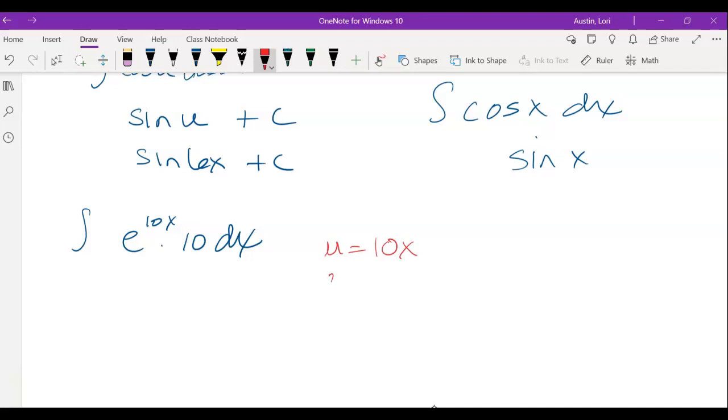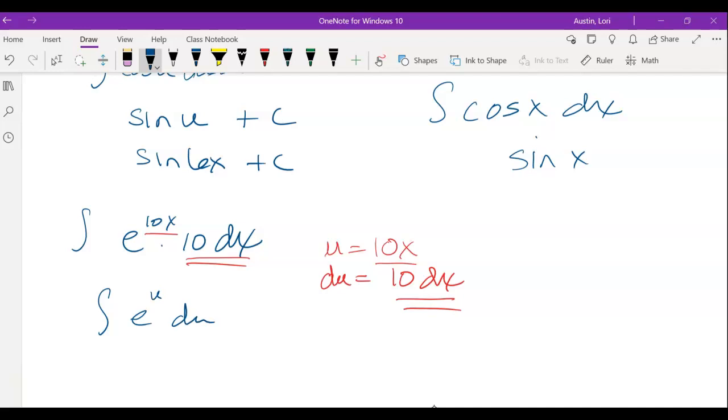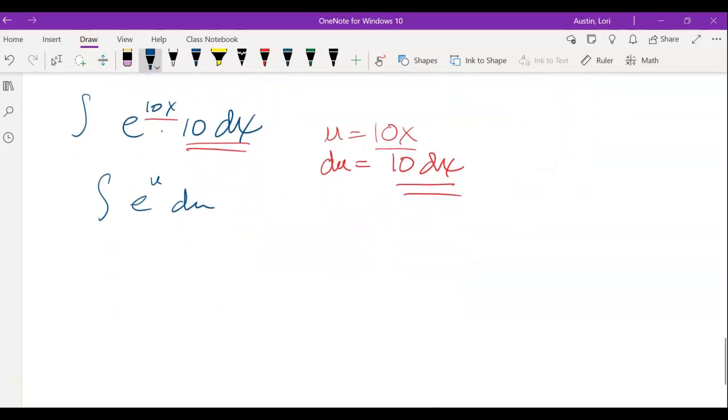All right, so what's du? I'll double line that. There's my 10 dx. Single line it. There's my u. So my new integral becomes e to the u du. You can integrate that. What's e to the u du integrated? Just e to the u. And last step, get rid of the u. And that's your answer.